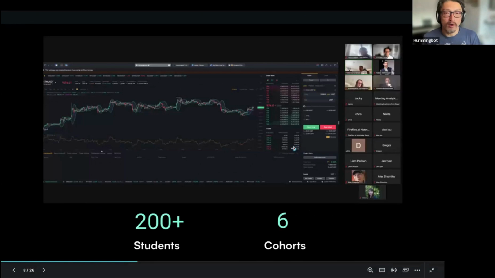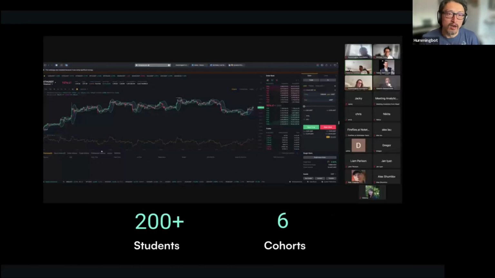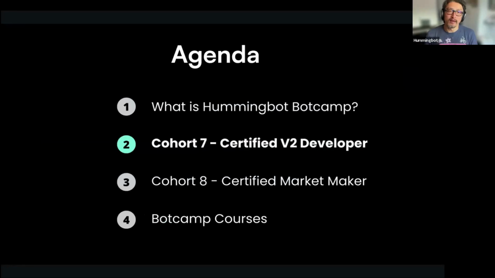To explain more how it works, I'll go into more detail on the individual cohorts and how they're set up. But as I mentioned, we've already done 6 cohorts. If you look on our YouTube, you can find different presentations from students on the strategies they built. And the goal, as I mentioned, is really to help you build whatever custom strategy you want in that 5-week period.